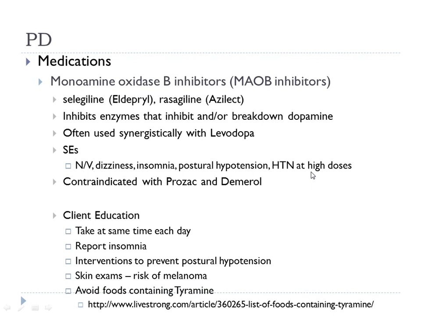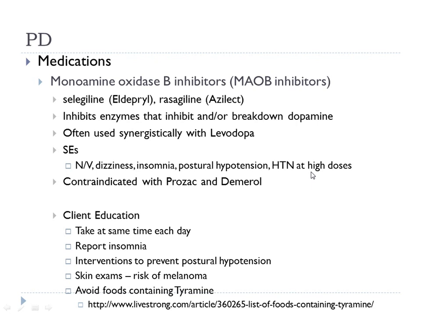And these medications inhibit the breakdown of dopamine. Often the patient will have levodopa, and maybe they'll have also selegiline. It's kind of curious here that these medications can actually cause some of the side effects of Parkinson's disease, right? So the postural hypotension, changes in sleep, neurological changes, but it depends on the patient.